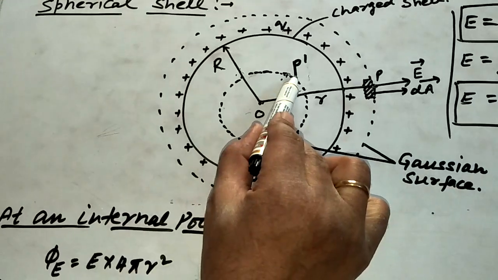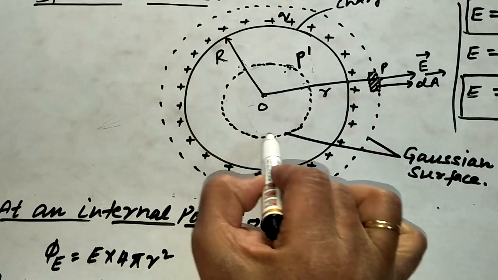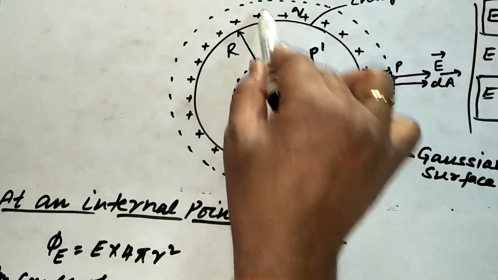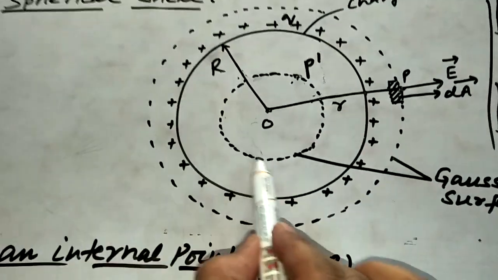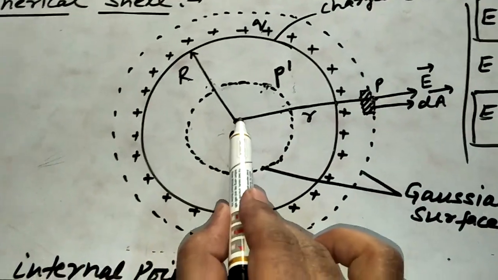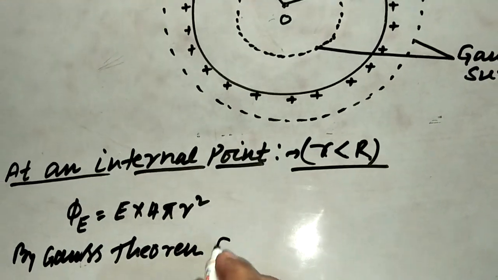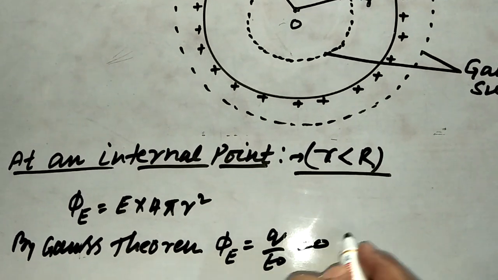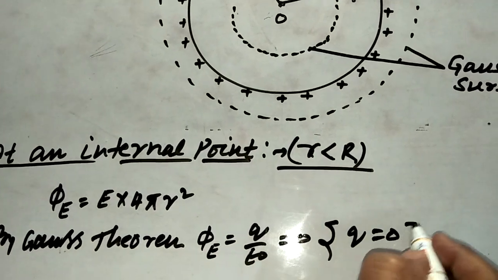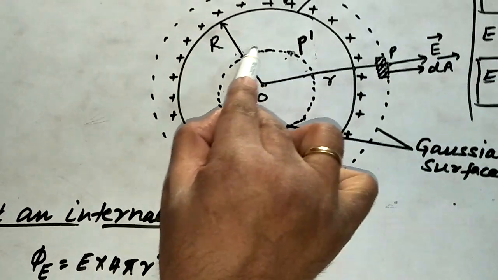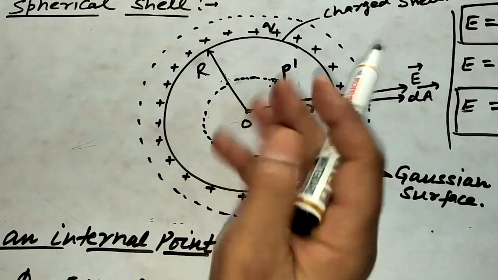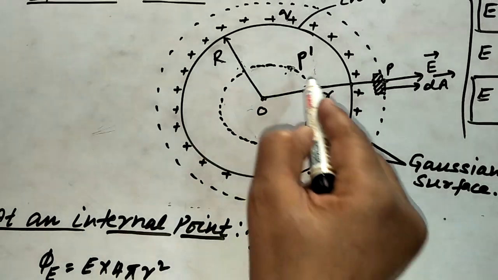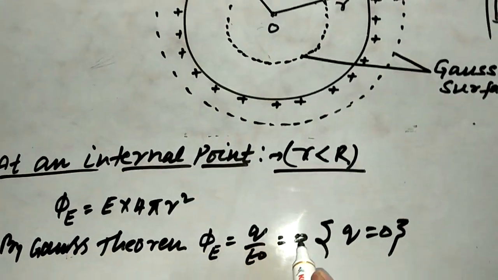you know, this one is a Gaussian surface and all the charge on this spherical cell lies on its surface. So inside this Gaussian surface no charge lies. So you can say by Gauss theorem phi E is equal to Q upon epsilon naught is equal to 0, because here Q is equal to 0. Q is equal to 0 means this Gaussian surface does not enclose any charge inside it. Whole charge lies here. So no charge is enclosed by it. So phi E is equal to 0.